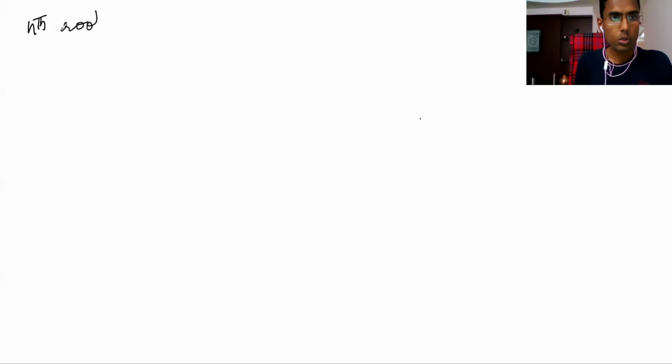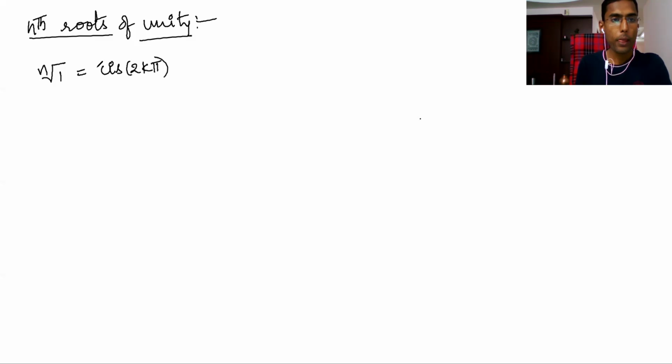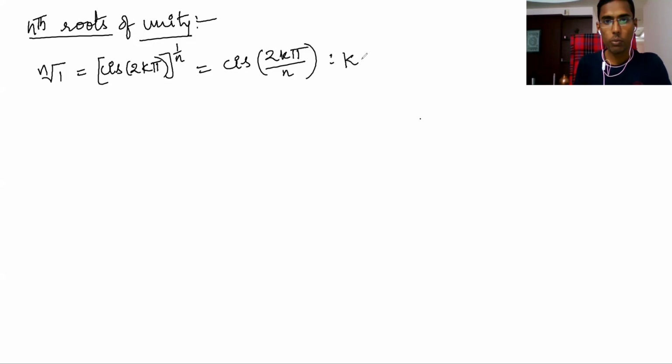nth roots of unity. So what we discussed is the nth roots of unity. 1 you can write as cis 2kπ. 1 is nothing but (cis 2kπ) to the power of 1/n. This can be written as cis 2kπ/n, where the k value can be taken from 0, 1, 2, 3, and so on up to n minus 1.